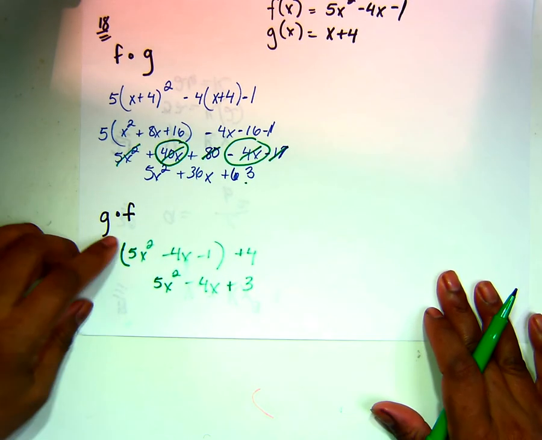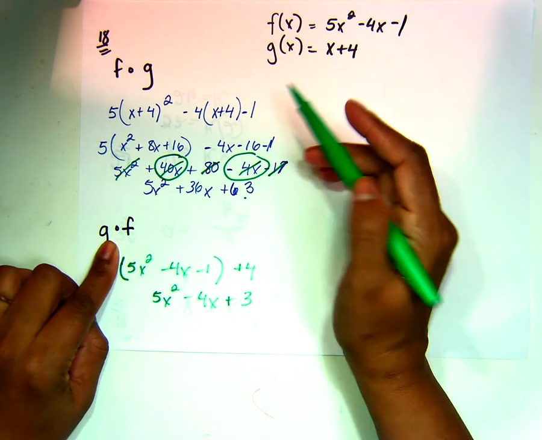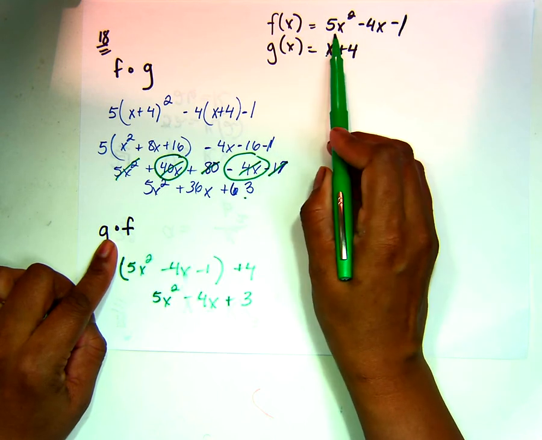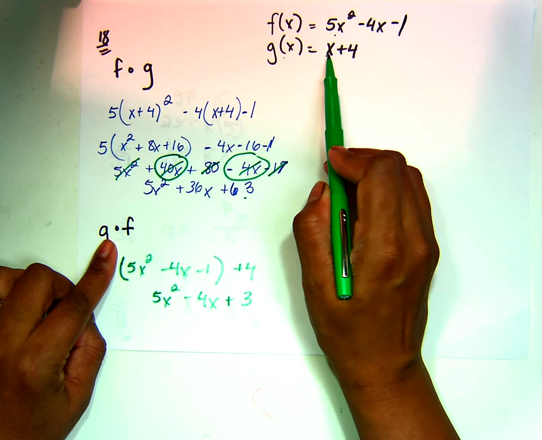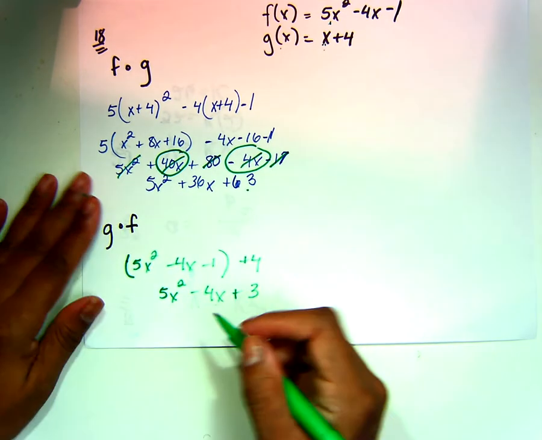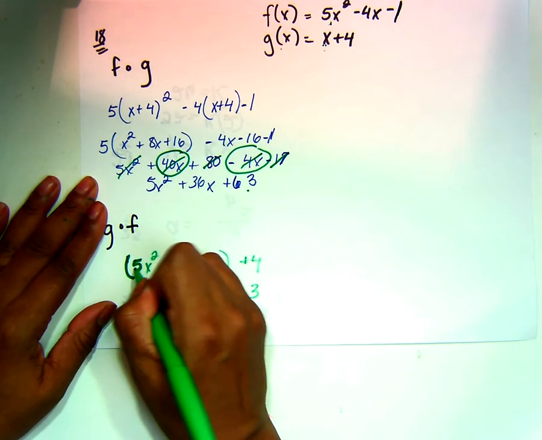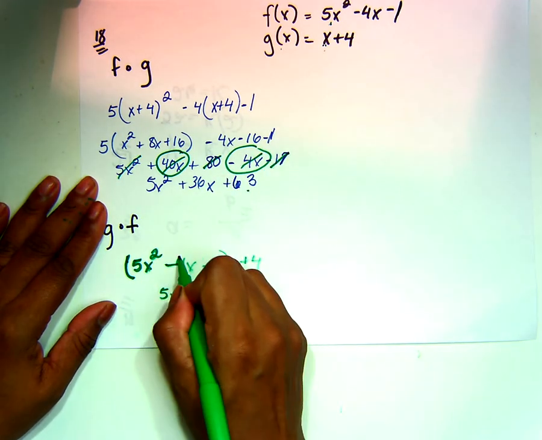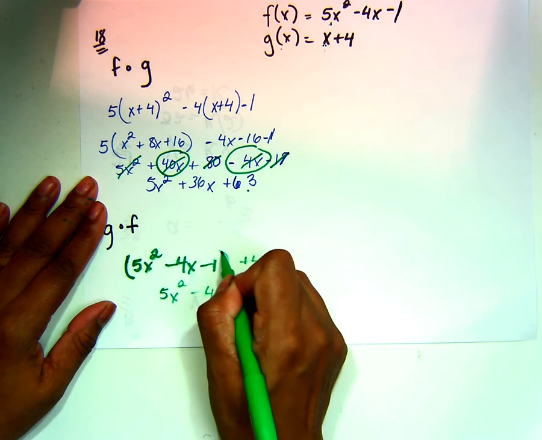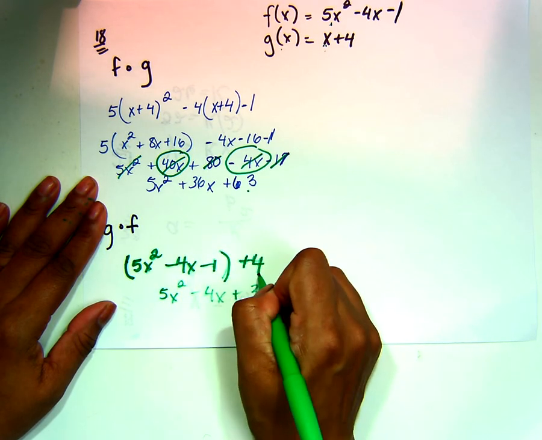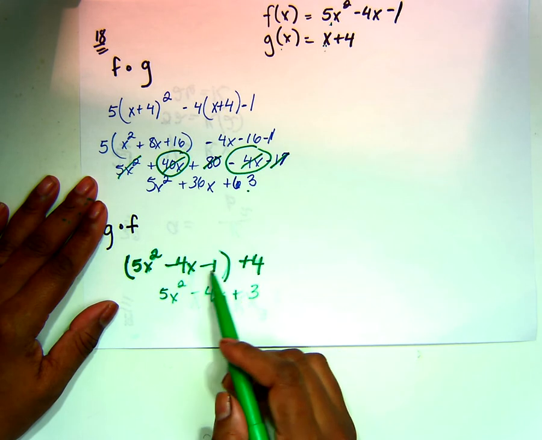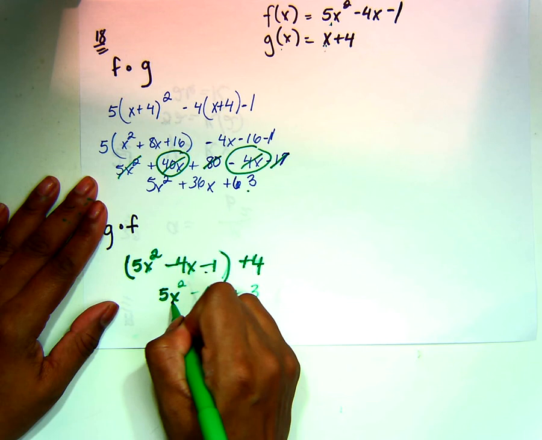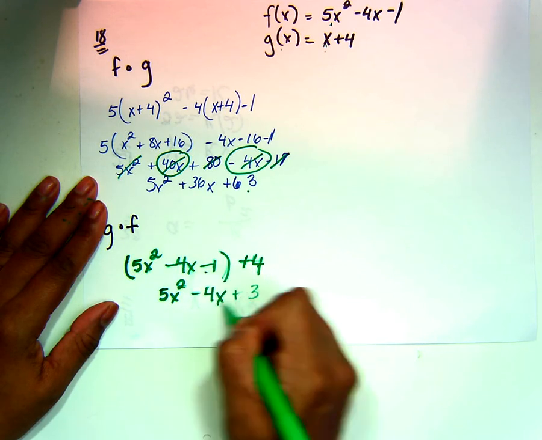Your next one is g of f of x. Wherever you see an x in g, you're going to plug in f of x. So I'm going to rewrite it. f of x itself is x plus 4. Now I'm going to have 5x squared minus 4x minus 1 plus 4. I can simplify the minus 1 and the plus 4. So my final answer is 5x squared minus 4x plus 4.